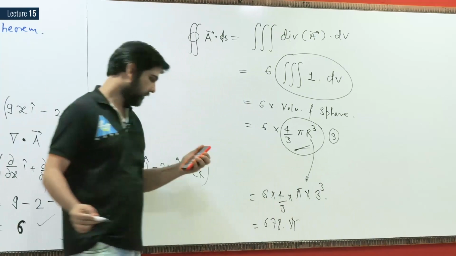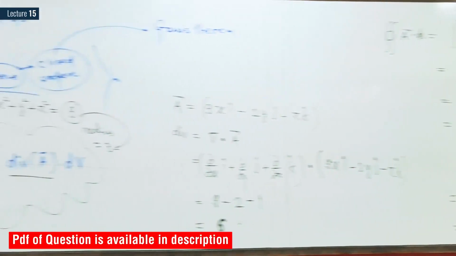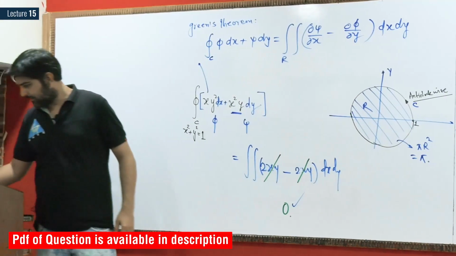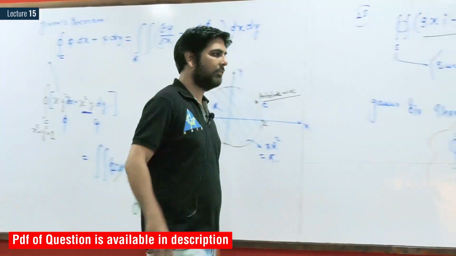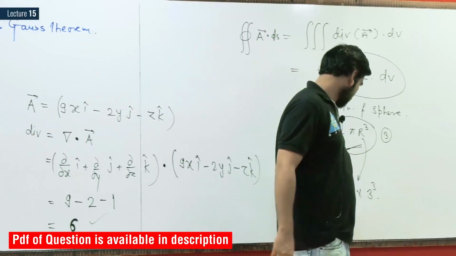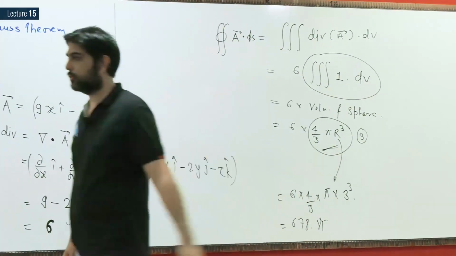678.85. Let me check the answer again. 678.85. Okay, so 5885. So my answer is 678.85 for this question, my dear students.